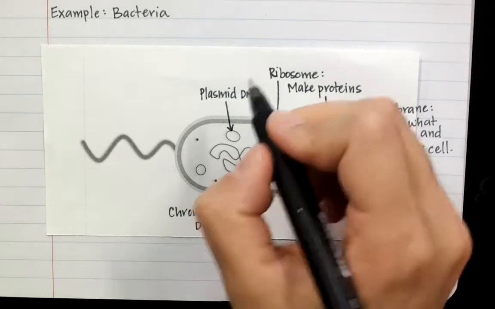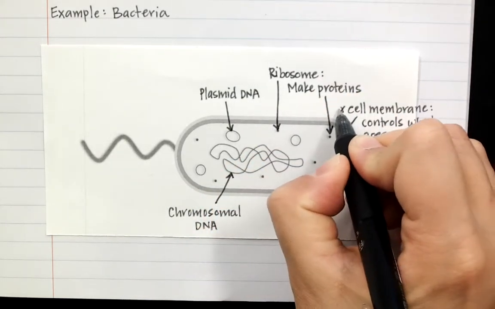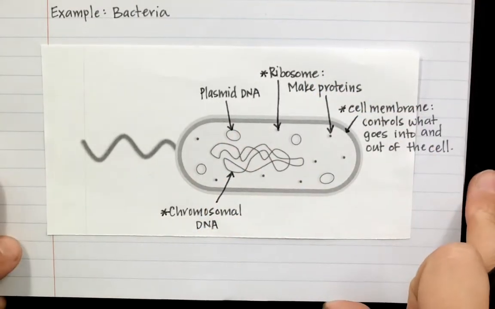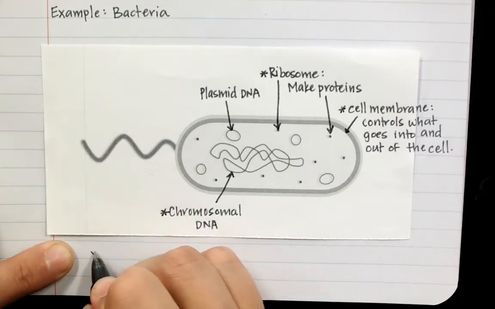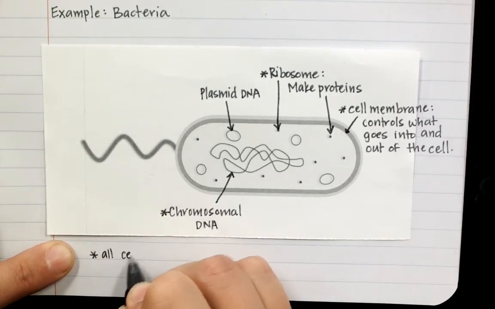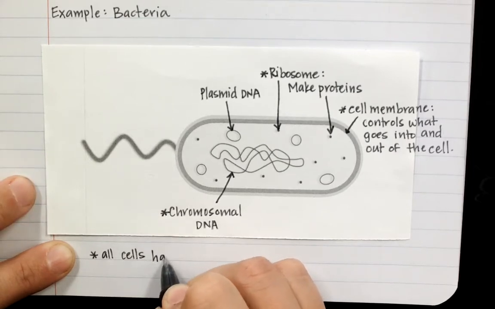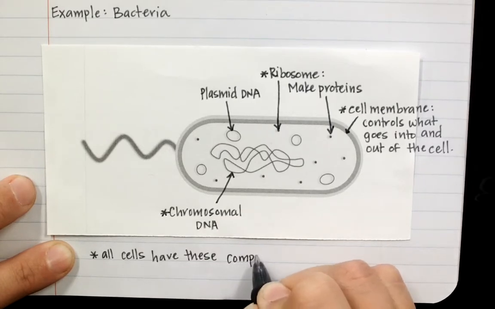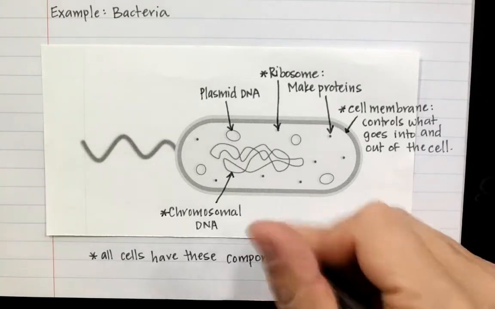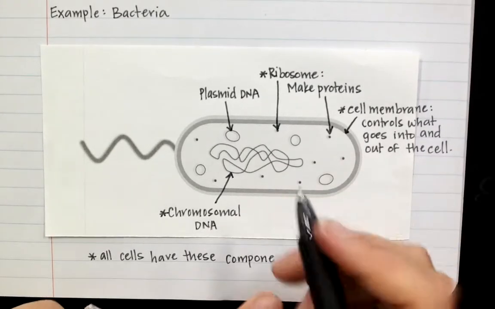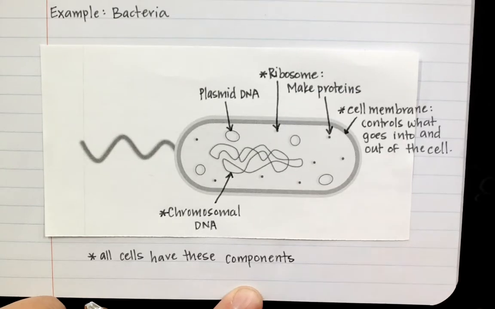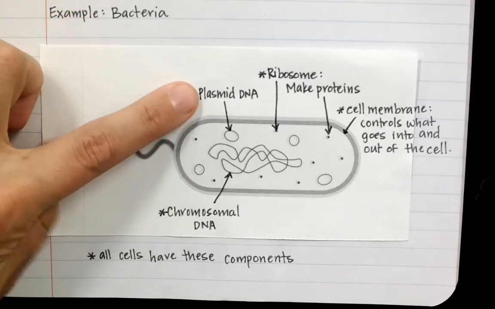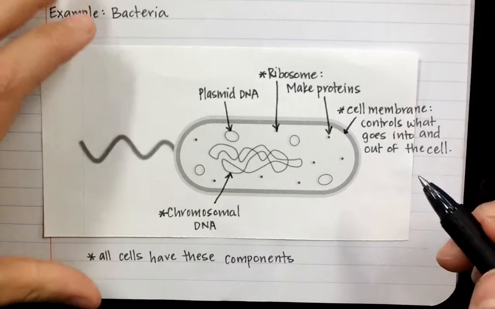So at this point I'm going to add some information here. I'm going to put a star next to the things that all cells have, and I'm going to write a note at the bottom here. All cells have these components. Oops. So if it has a star, it's not unique to our prokaryotes. Plasmid DNA, unique to prokaryotes, so no star for that.